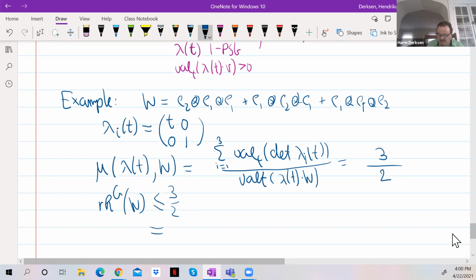So here you see an interesting thing: this G-stable rank can be a rational number, so it doesn't have to be an integer.